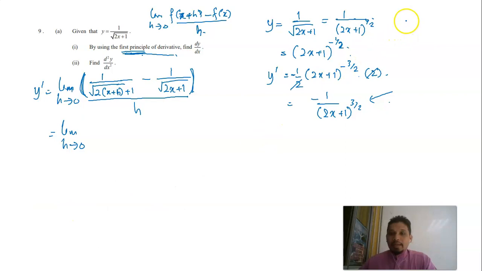I'm going to write down here y prime equals negative 1 over 2x plus 1 to the power of negative 3 over 2, multiplied with 2, and it is negative 1 over 2x plus 1 to the power of 3 over 2.